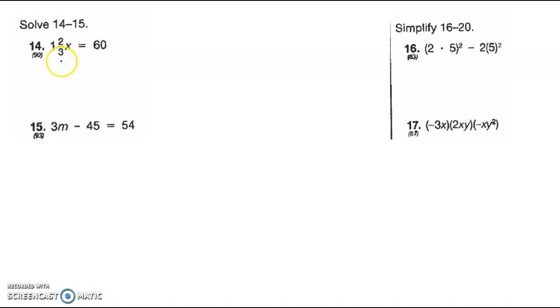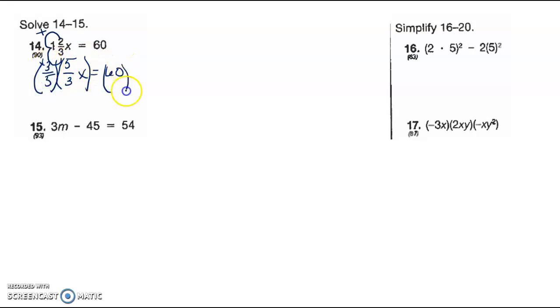So here on 14, 1 2/3 x is equal to 60. I'm going to have to popcorn this. So this is 3 times 1 is 3 plus 2 is 5. It's easy to make that 6 because we've multiplied it so many times, but it's not 6, it's 5. And then we're going to multiply by the reciprocal.